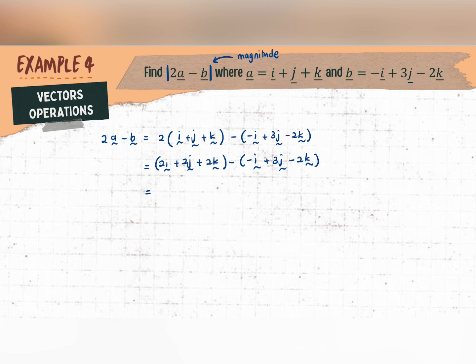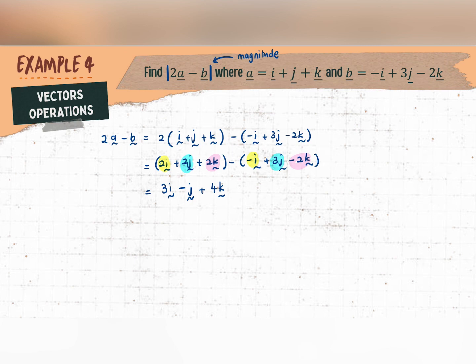Alright, now, same like the previous example. So, 2i minus with negative i. So, negative times by negative will be positive. So, 2 tambah 1 kita dapat 3i. Okay, next we have 2j minus 3j. 2 tolak 3 dapat negative 1. So, negative j. And last sekali untuk k, 2k minus negative 2k. So, negative negative will be positive. So, 2 plus 2 adalah 4. So, plus 4k. Okay, so this will be the position of 2A minus B.